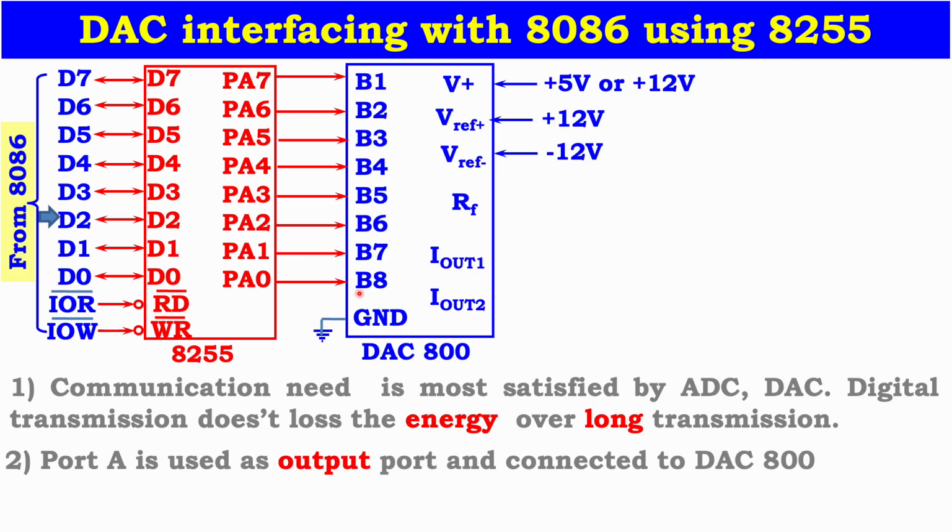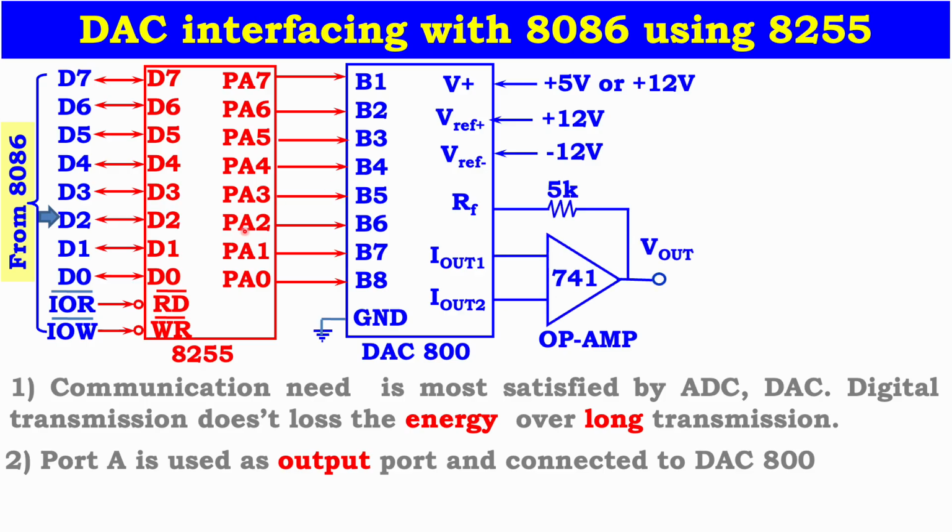Remember, once again I'm saying, dear students, the conversion is done by the DAC, not at all by the 8255 IC. The 8255 IC is only used for connecting or interfacing the 8086 and the DAC converter, which does the digital to analog conversion. So this is the thing. Now let us see how we can find it.